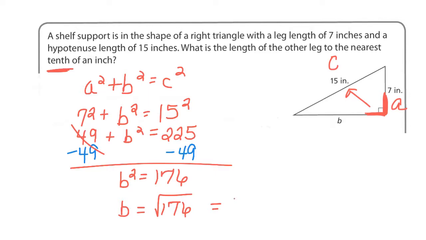What I get is 13.26. And I just cut the rest of it off because I'm looking at the nearest tenth. So the 2 is in the tenths place. The 6 says the 2 rounds up to a 3.